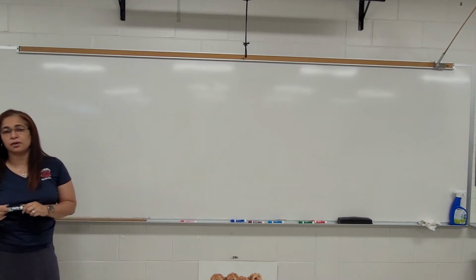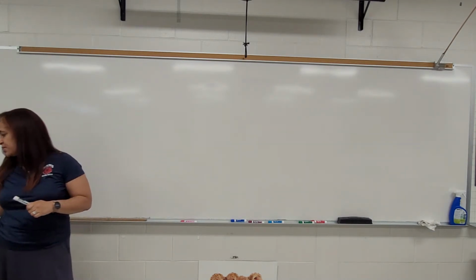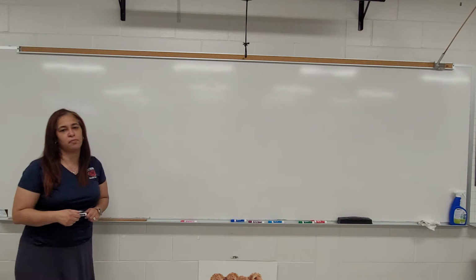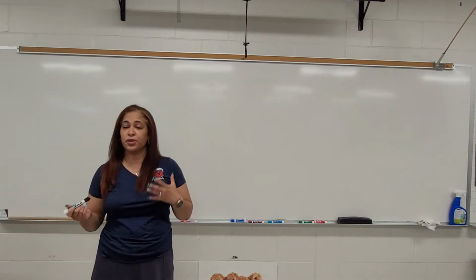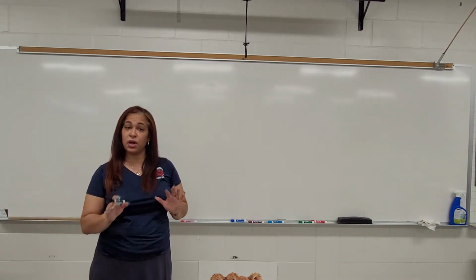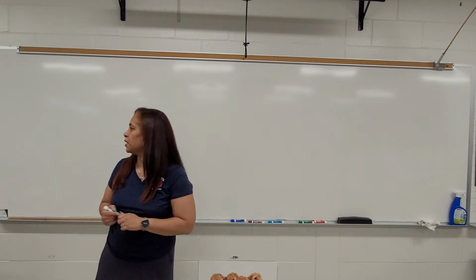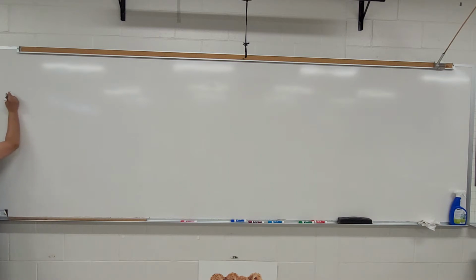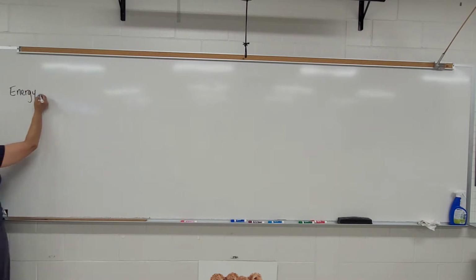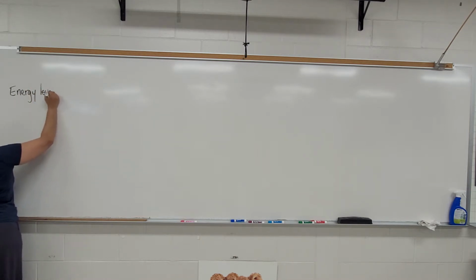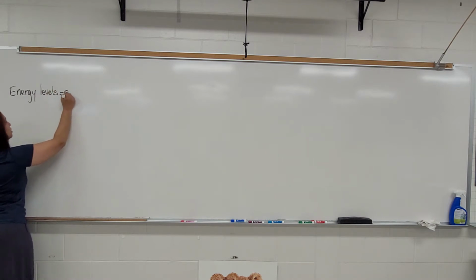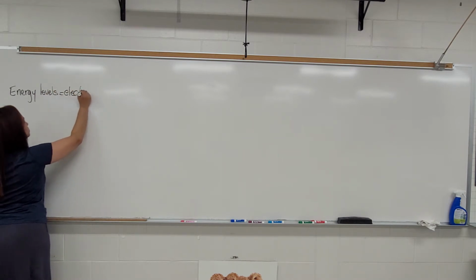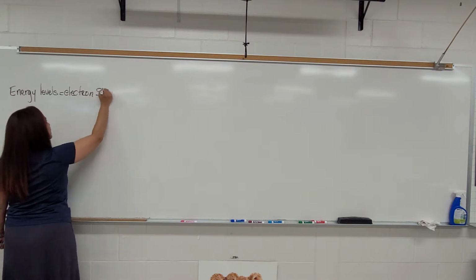Today we're going to be talking about electron configurations, and we're going to be relating it to the Bohr model. So, when you're looking at your electron configurations, there are a couple of rules that you do need to know. First of all, energy levels and shells are equal to the same thing, so you may hear me use it interchangeably. Energy levels equals electron shells.